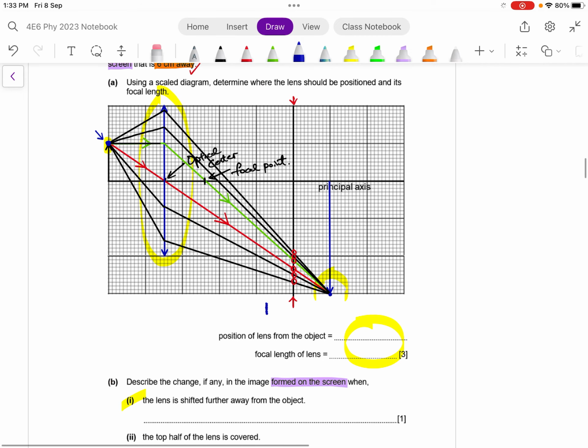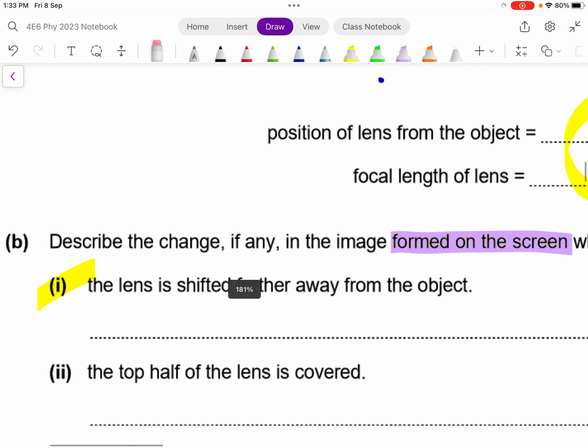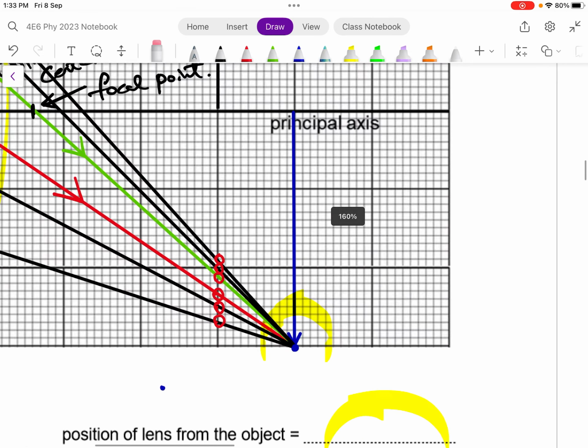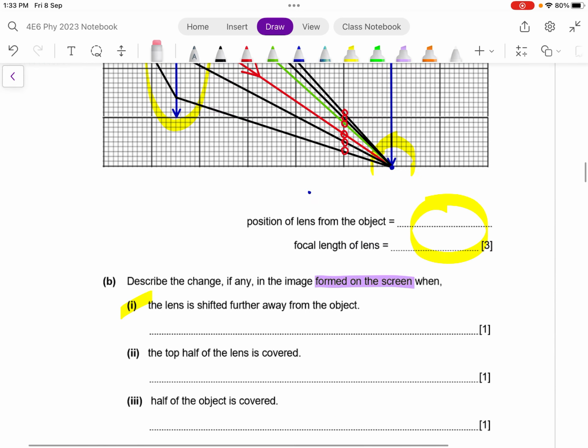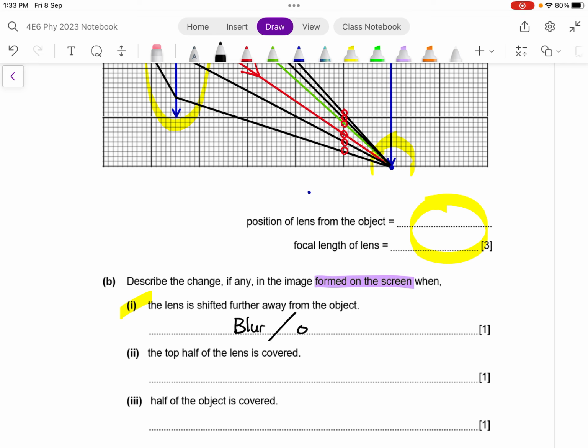So because of that, if you shift the lens, the convergent point will no longer be on the screen. And because of that, your image here will become blurred or out of focus.